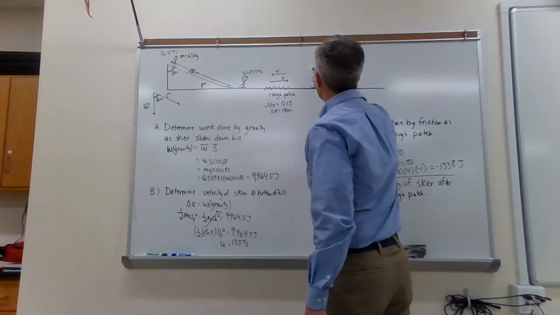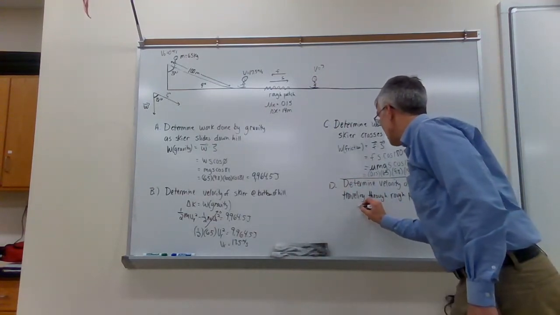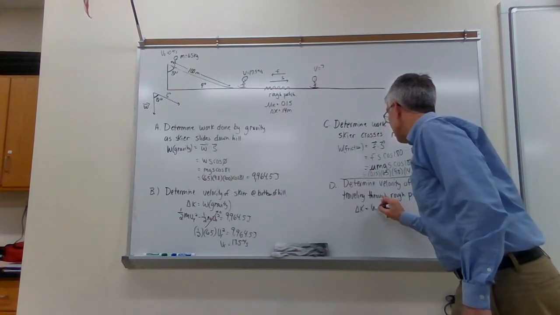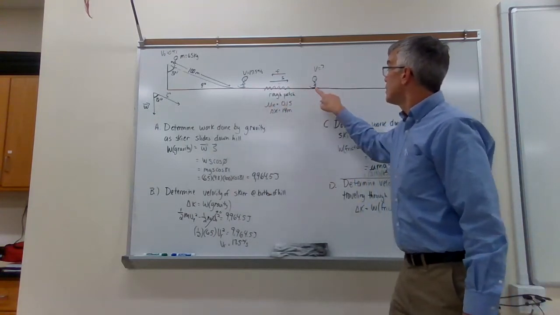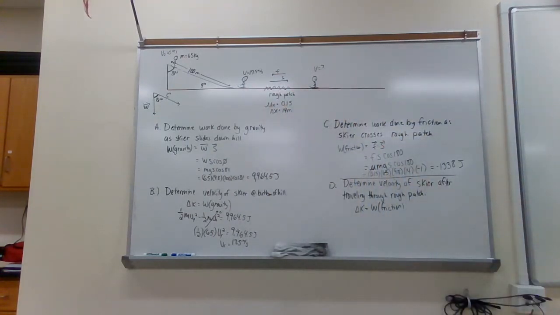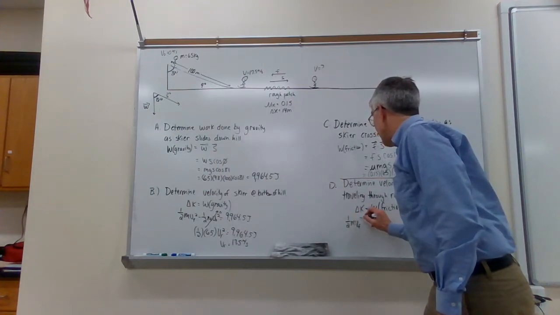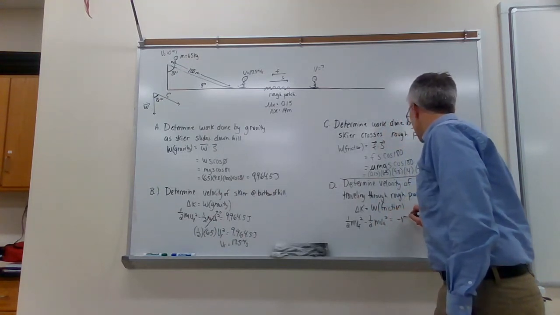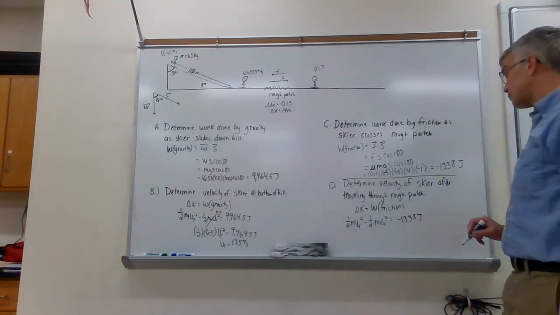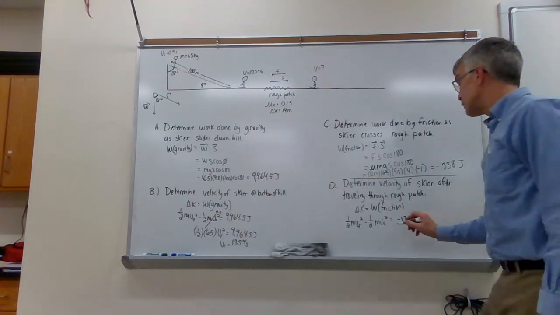Now, the last part of this question asks us to find his velocity at this point. So again, we know that his change in kinetic energy from here to here is going to equal the work done by friction, because that's the only force doing work on him at that point. So 1/2 m Vf squared minus 1/2 m V0 squared equals negative 1,338 joules. Now I'm going to add 1/2 m V0 squared to both sides.